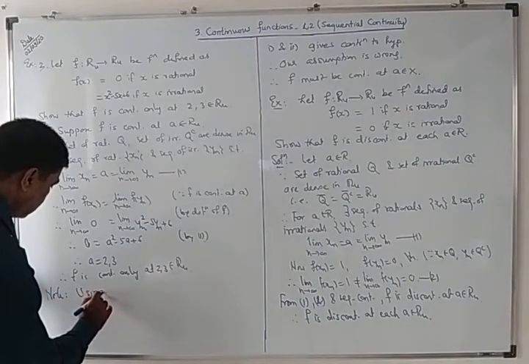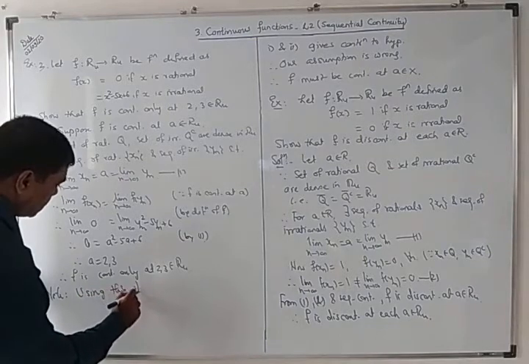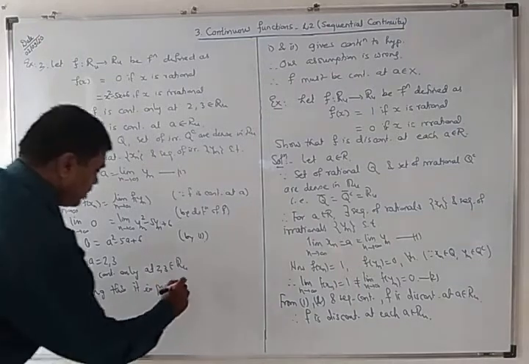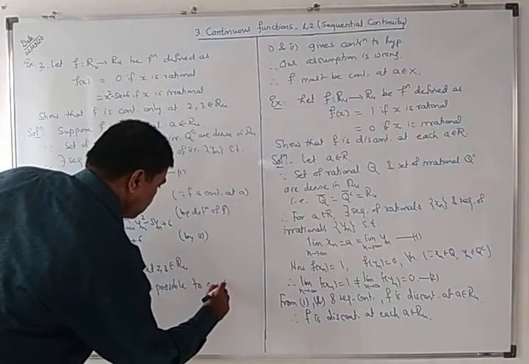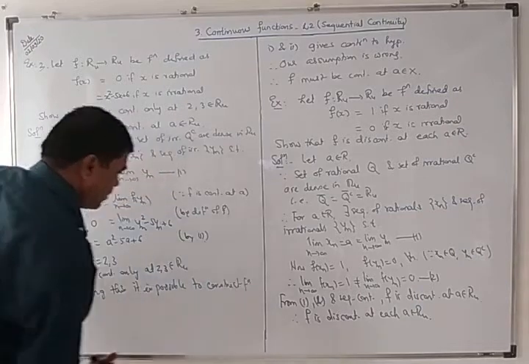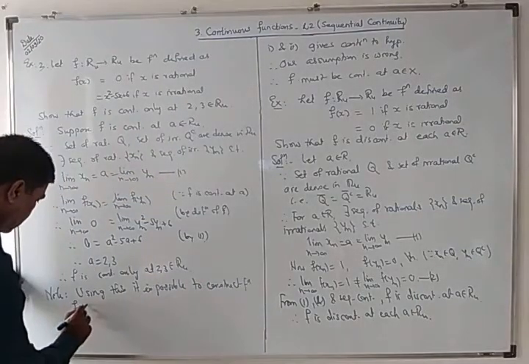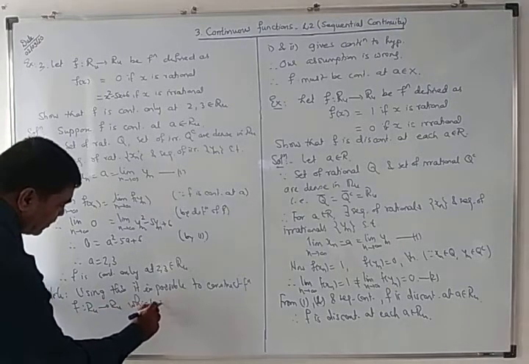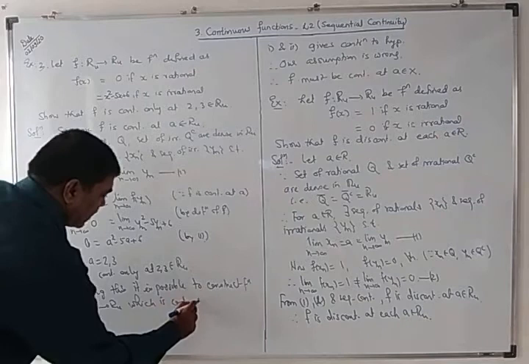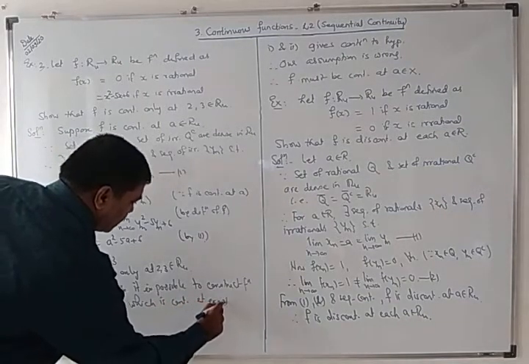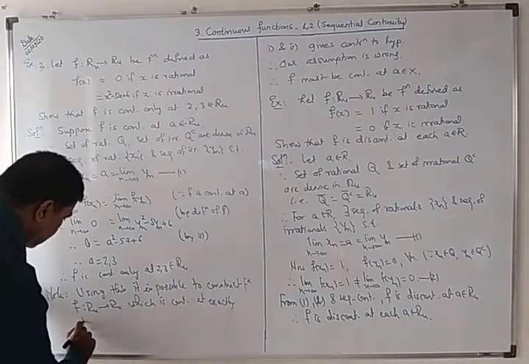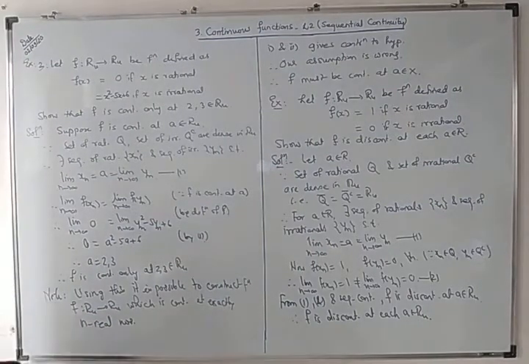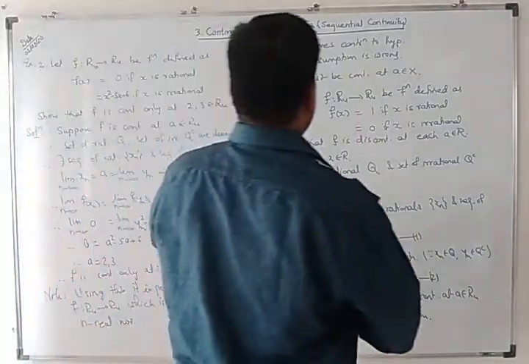Using this, it is possible to construct a function f from R to R, which is continuous at exactly n real numbers. Okay. What would be an example?